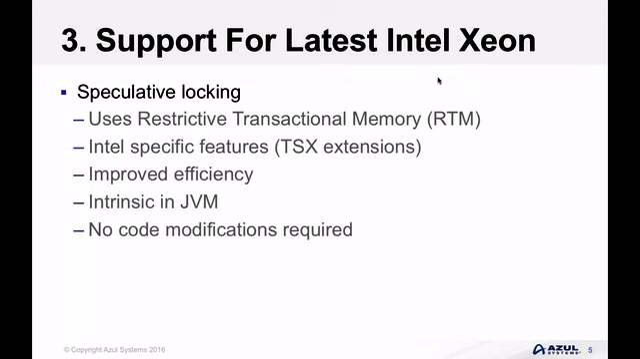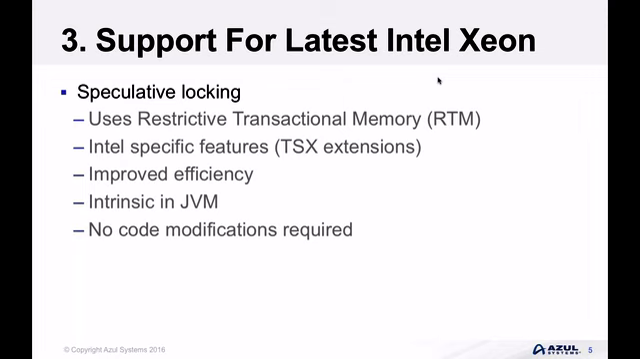Now, what this does is it uses restrictive transactional memory, which is now supported in some of the latest Intel processors. So the Haswell and the Skylake processors have this support provided in them. And Intel have added some new instructions to the instruction set. There's TSX extensions, which allow you to make use of this transactional memory. So it's actually the hardware that is enabling support for this feature.